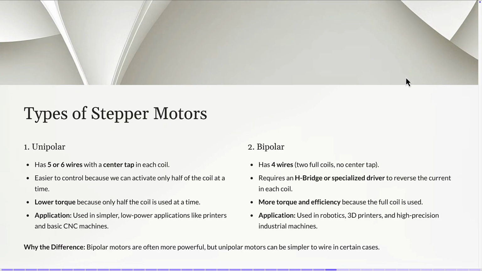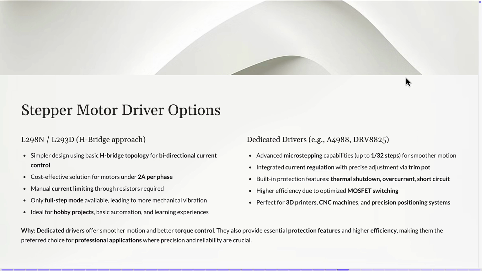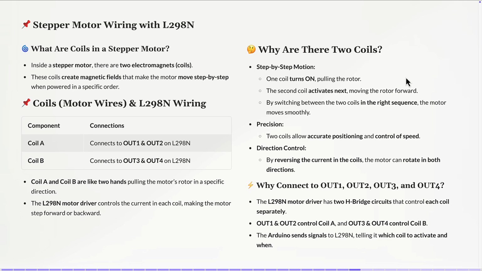There are 2 types of stepper motors, the unipolar and the bipolar. The main difference is the number of wires used to connect and control them. The first one doesn't require an H-bridge, but the bipolar requires an H-bridge or specialized driver to reverse the current in each coil. These are just the specifications of the H-bridge driver that can be used with a stepper motor, and we already talked about them.